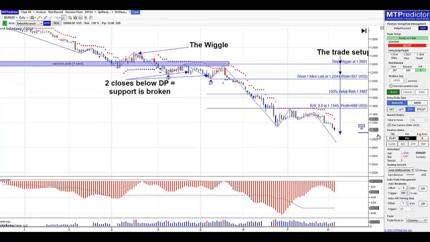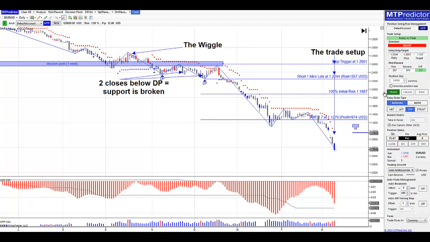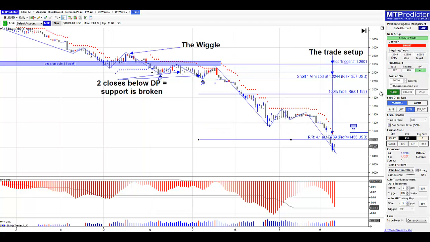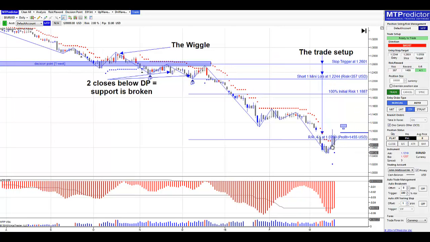All right, so as this continues to break down here, we're just going to continue to move our stop down. Now if we get stopped out here, we're going to take at least 4 times our initial risk, worst case scenario, and basically we just get about stopped right there for about 4 times our initial risk. Right, so this is just what we call a decision point continuation trade.